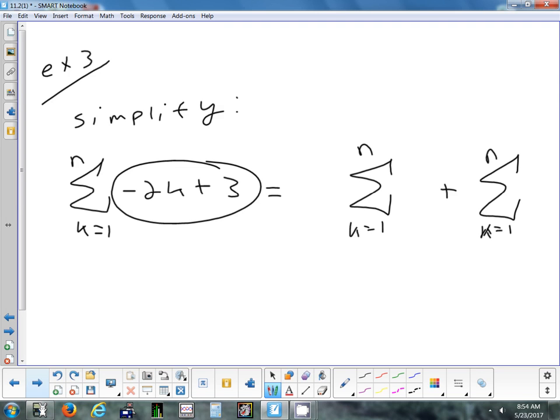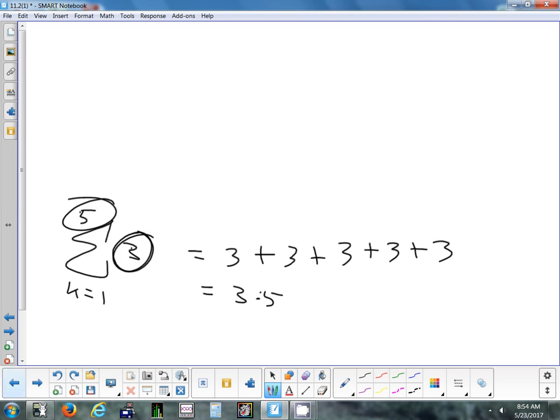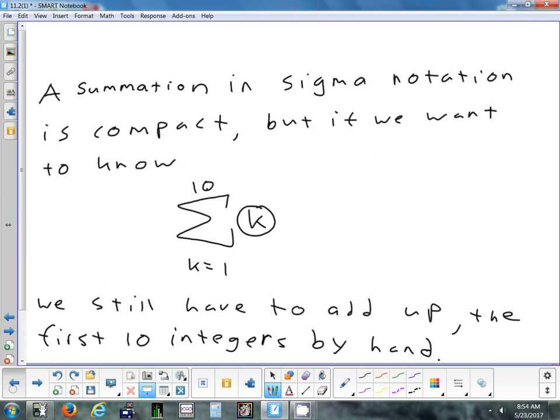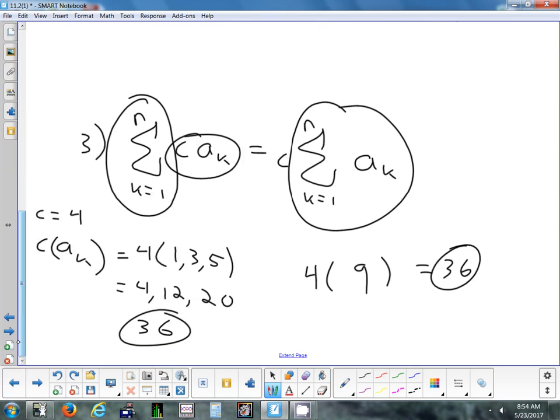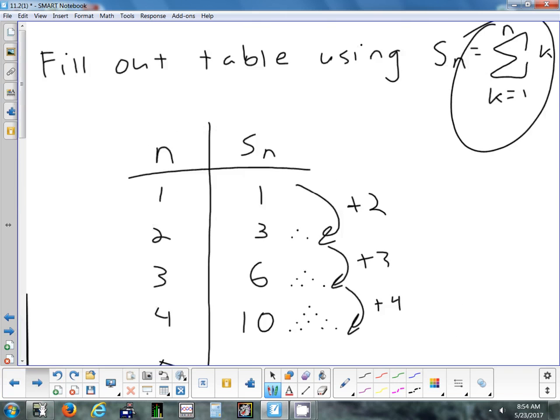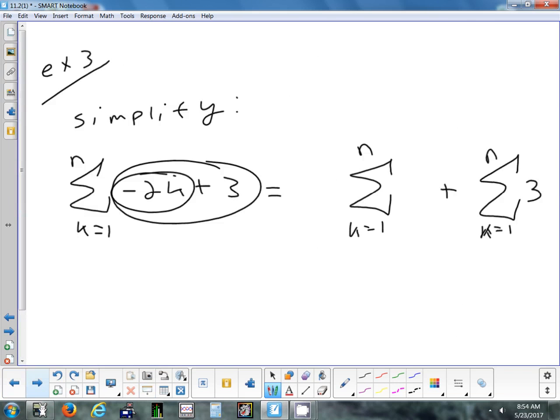And let's do the last one. That one's a little quicker. That's just going to be a 3. Now, this, it's a negative 2k. You're multiplying by a constant. When we have that, remember the third rule. Where was it? You can take that constant and put it in front. So how would the first sigma look?